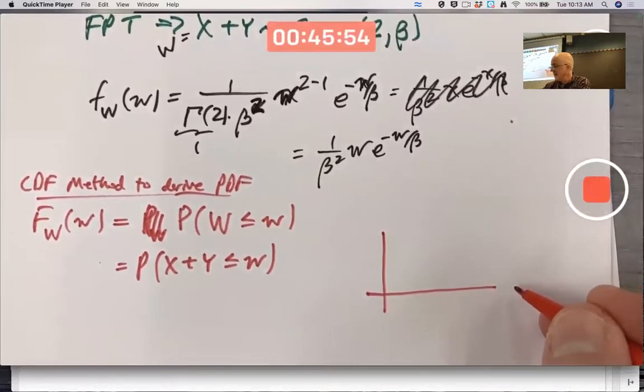Should I label the axes with capital letters or lowercase? Probably it's more traditional to use lowercase.